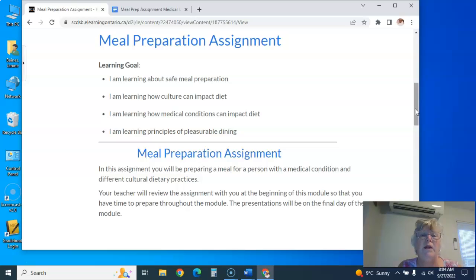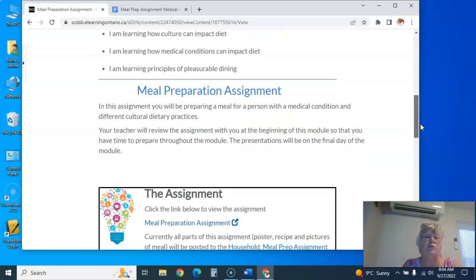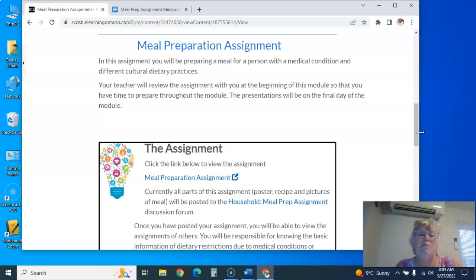So making sure that everybody washes hands and does everything that needs to be properly done after you've done your food handling. Learning about culture and impact on diet, medical conditions and the impact on diet, and learning principles for pleasurable dining. So in this assignment, you will be preparing a meal for a person. So it will be your family, of course, or yourself, for a person with a medical condition and a different cultural or religious dietary practice.